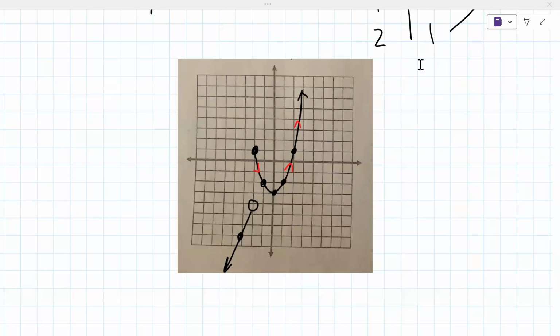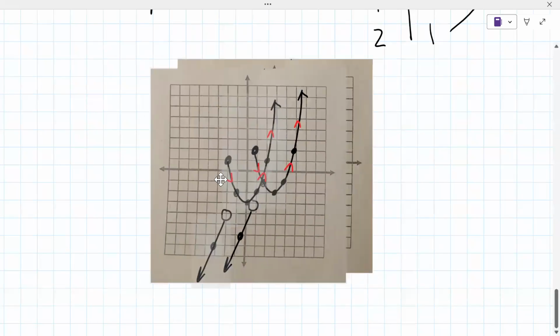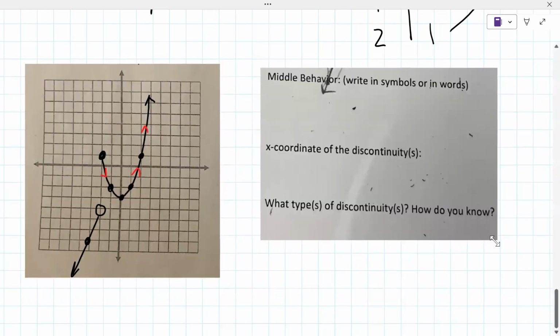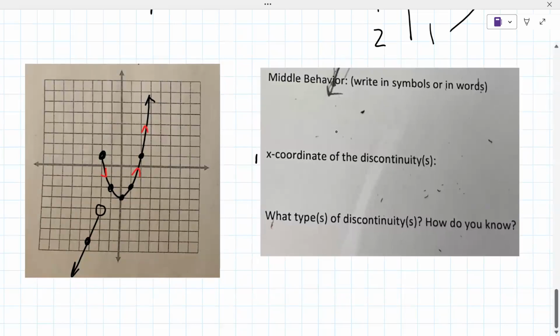So let's look at the stuff on the right now, this middle behavior, the x coordinate stuff. This is actually all written in the wrong order. First thing you should be asked for is the x coordinate of the discontinuity. Discontinuous means when you draw it, you have to lift up your pencil. Do you see how from this open circle to this closed circle, you have to lift up your pencil? So what is the x coordinate of the discontinuity?